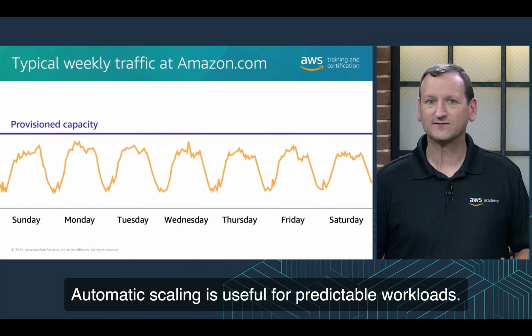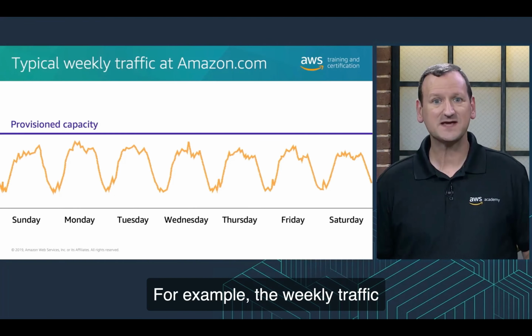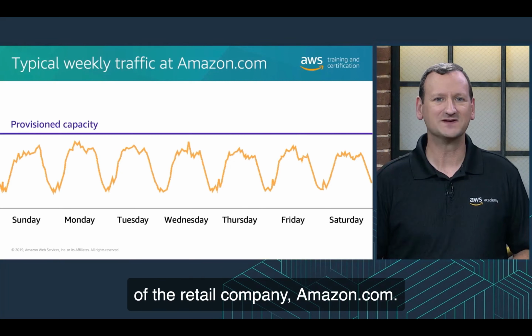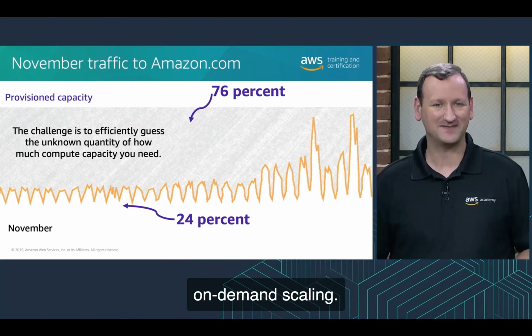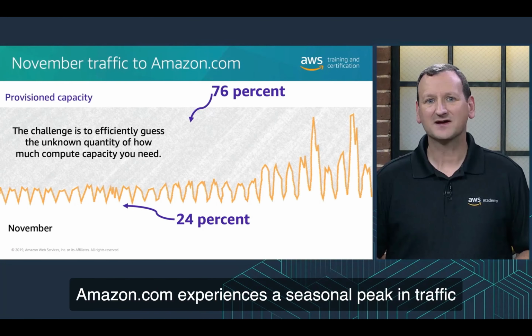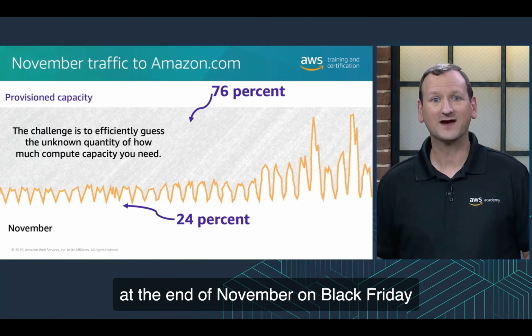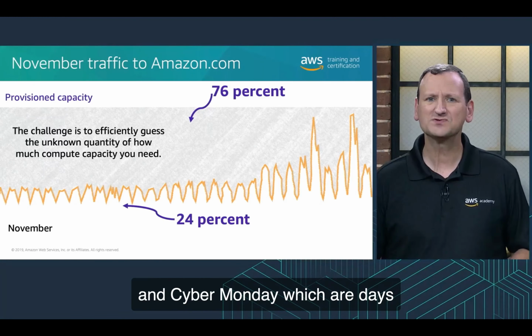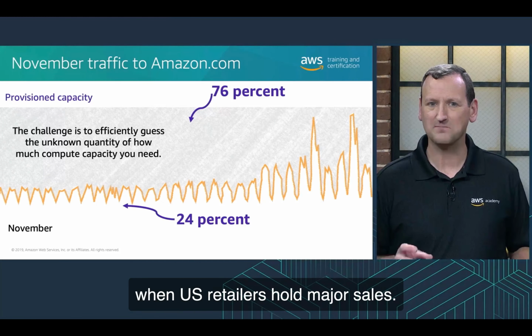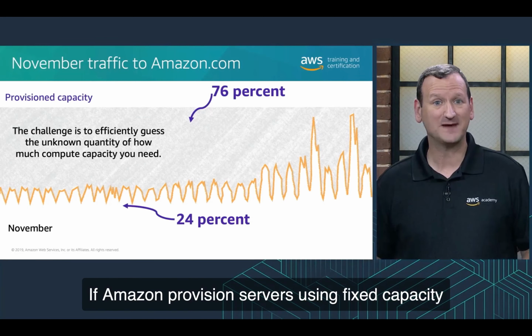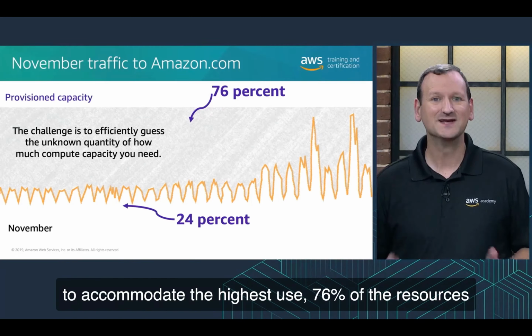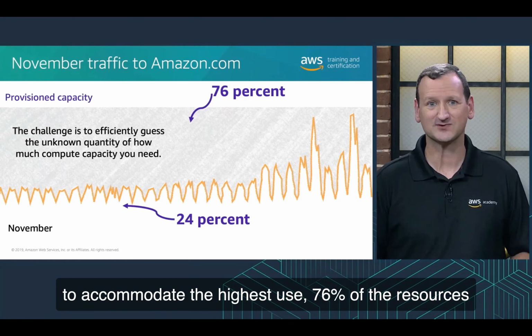Automatic scaling is useful for predictable workloads, for example, the weekly traffic of the retail company Amazon.com. Automatic scaling is also useful for dynamic, on-demand scaling. Amazon.com experiences a seasonal peak in traffic at the end of November on Black Friday and Cyber Monday, which are days when US retailers hold major sales. If Amazon provisions servers using fixed capacity to accommodate the highest use, 76% of the resources would be idle for most of the year.